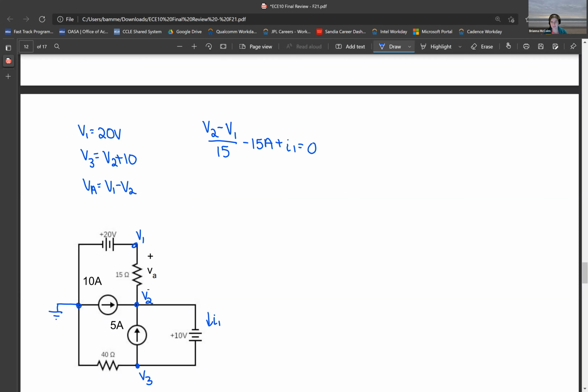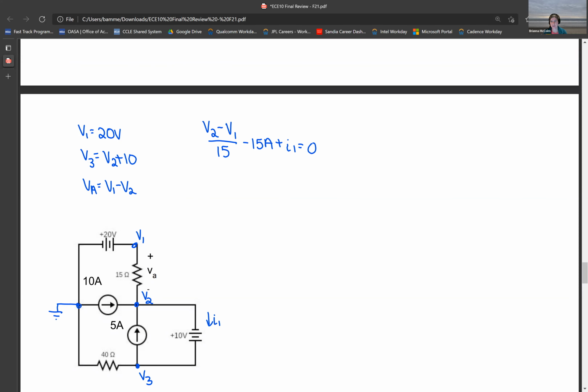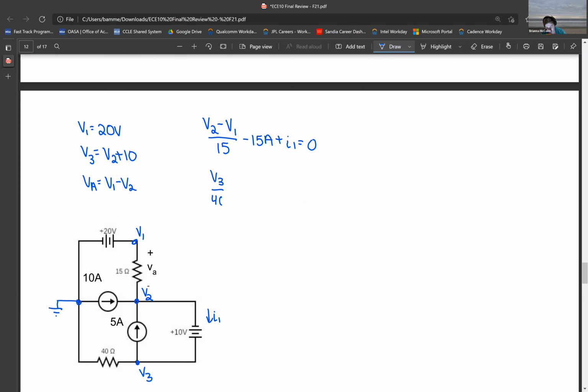And so it's important to realize that when we're dealing with ideal voltage and current sources, they may have some amount of voltage across them or some amount of current going through them. And so current can flow through this voltage source and you don't necessarily know how much current is flowing through it. So we're just going to designate it as I1 for this part of the problem. And then we're going to look at V3. And so we can say that V3 over the 40 ohm resistor plus the 5 amps leaving the node, and then minus I1 equals 0. So those are going to be our two equations.